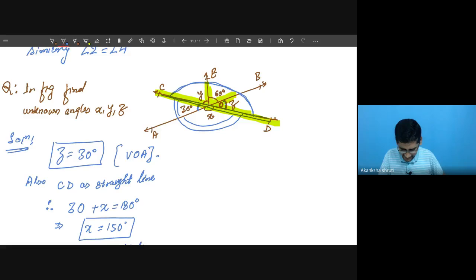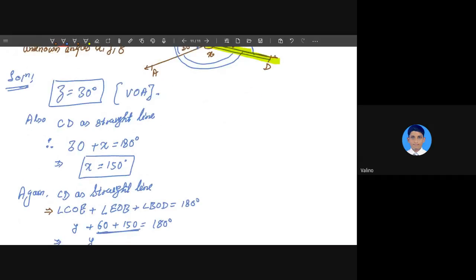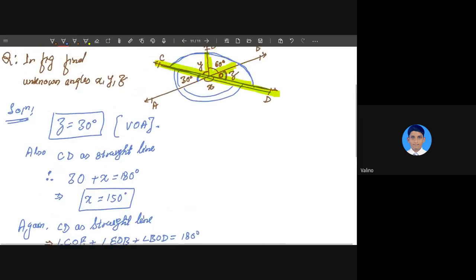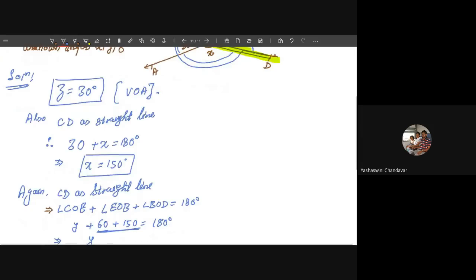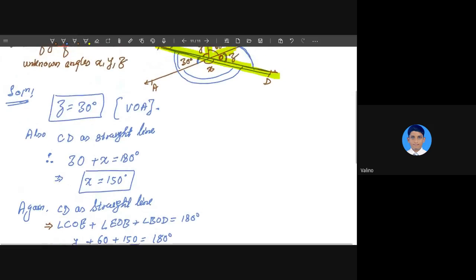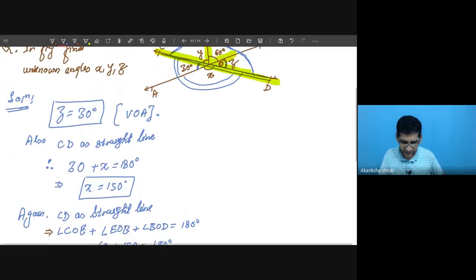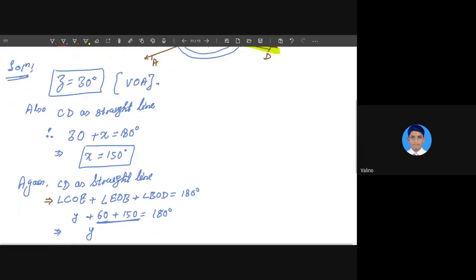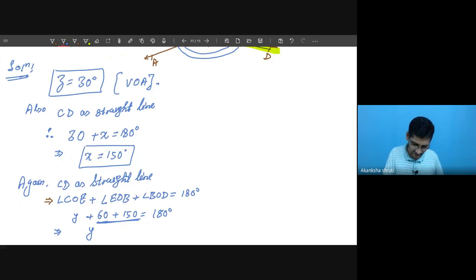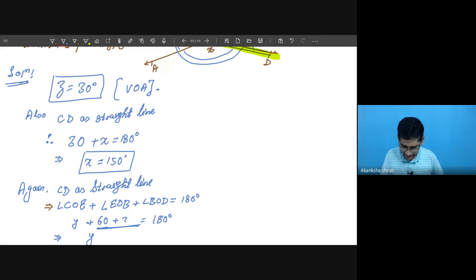Yes, tell me. Sir, angle BOD is 30 degrees. Yes, sir, you have taken 150. Sir, angle BOD is 30 degrees. Very good, Z, because it is vertically opposite angles. So that is our 30 degrees. You are right, student. By mistake, we have written some wrong value. So write this as 30 degrees.